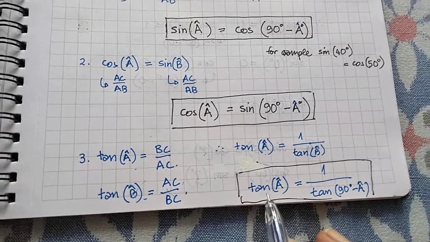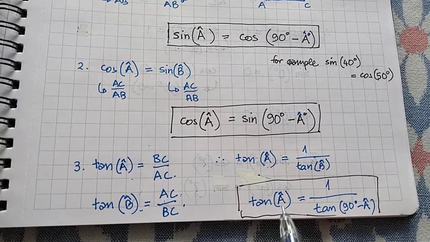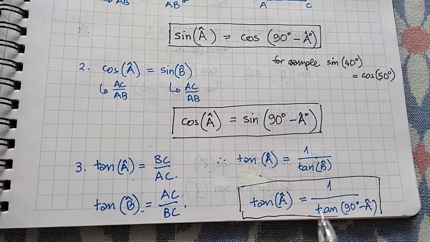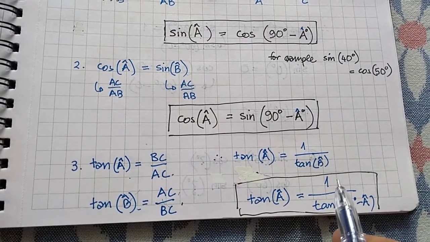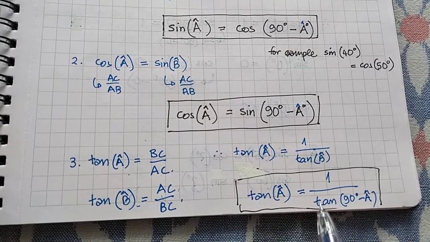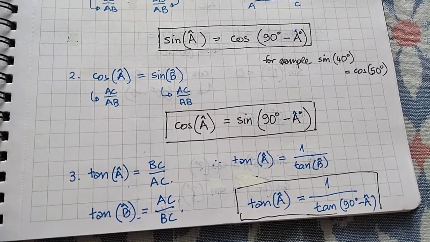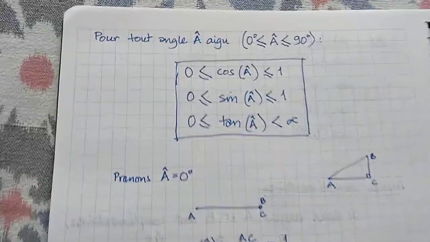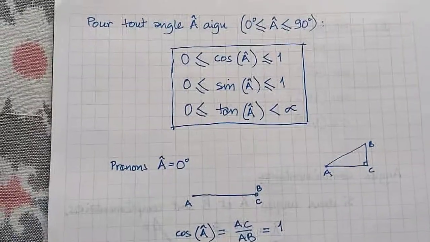Therefore, you come to the third property, which is tangente de A est égal à 1 sur tangente de 90 degrés moins A. You can again try this. If you put tangent of 40 here, you will get that it is equal to 1 over tangent of 50, because 40 and 50 add up to 90 degrees. Okay, that is a very important relationship, these three relationships, because now we will use them in the next part.